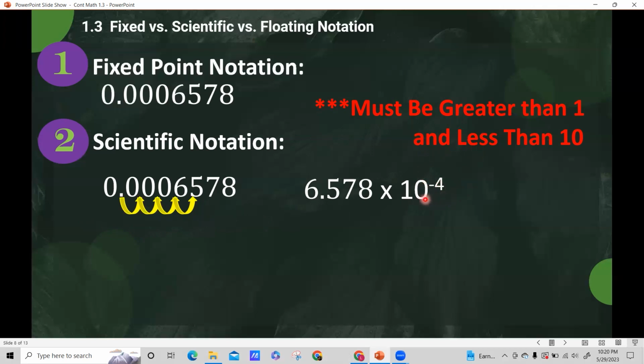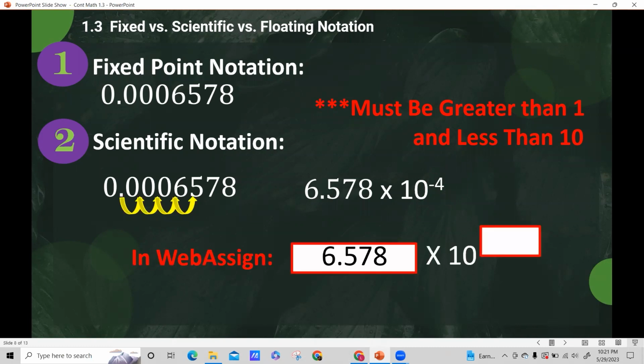If you move your decimal place to the left and you're getting bigger and bigger, then you're going to have a positive exponent. That is something you really get with practice, doing this more and more. But the smaller the number, this becomes a negative exponent. Bigger numbers have positive exponents. Okay, so 6.578 times 10 to the negative fourth. Let's see how you put it in WebAssign. You'll put 6.578, and you're actually going to have to type in -4, which is just the minus sign and 4. Okay, so minus sign and then 4.